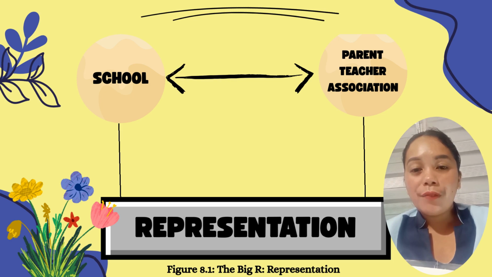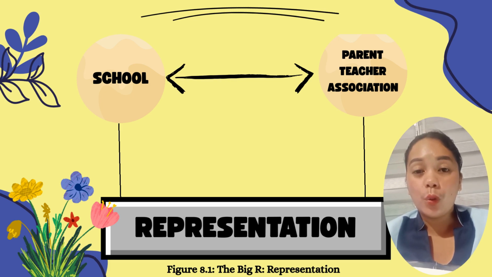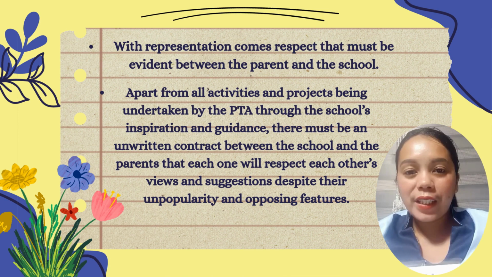So take a look at a figure. Schools aligned to PTA and the big R representation. As you can see, it shows a connection between the school and PTA, that parents are represented. So the school is aligned to the PTA because they work together in partnership and share responsibility for the children's learning. So the school and PTA both work together because it helps the pupils to learn better. Okay, next.